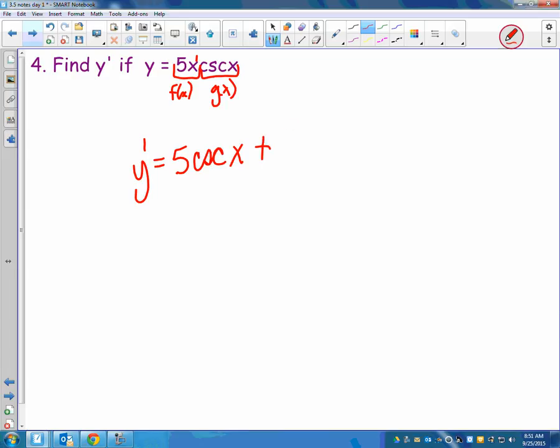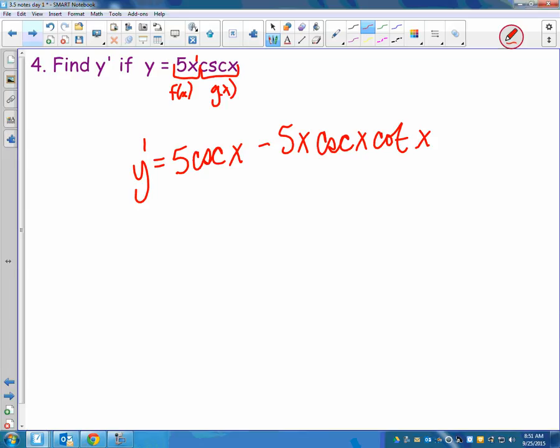Plus, I'm going to leave the 5x first, because I like to keep that in front. And then what's the derivative of cosecant x? Negative cosecant x cotangent x. I'm going to do negative cosecant x cotangent x. See what I did there? And we're done.